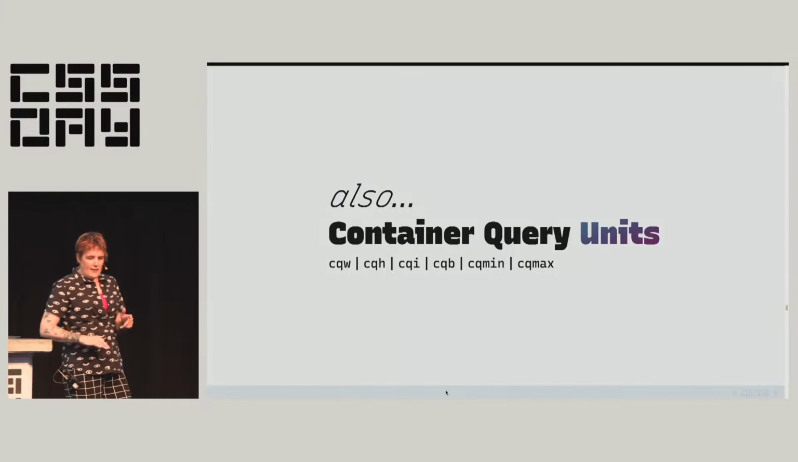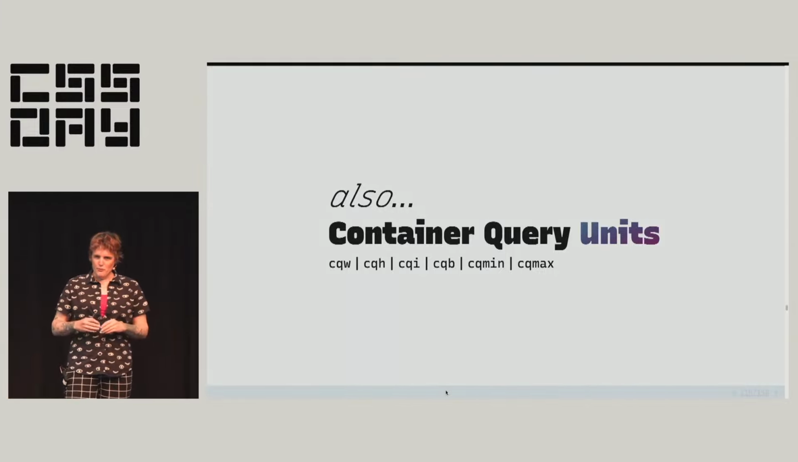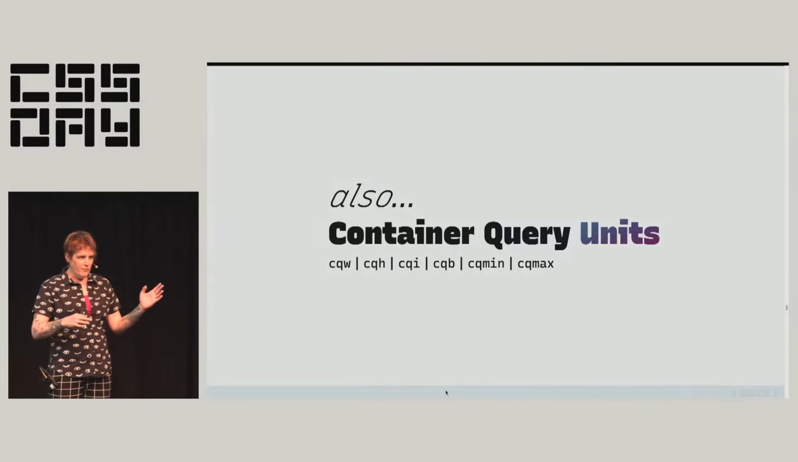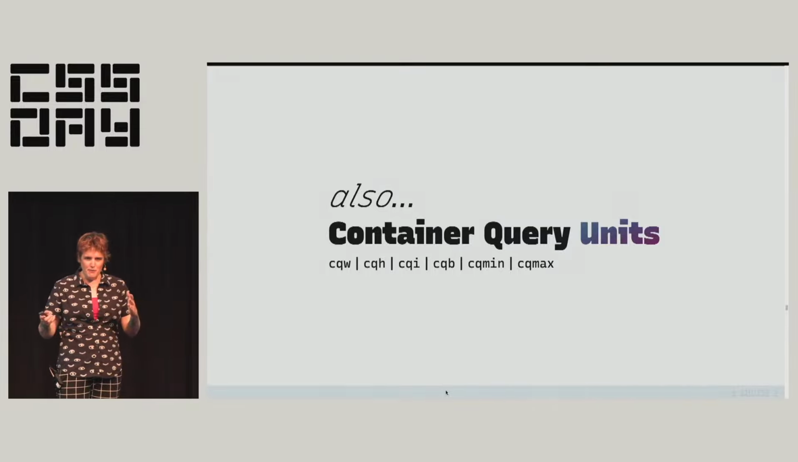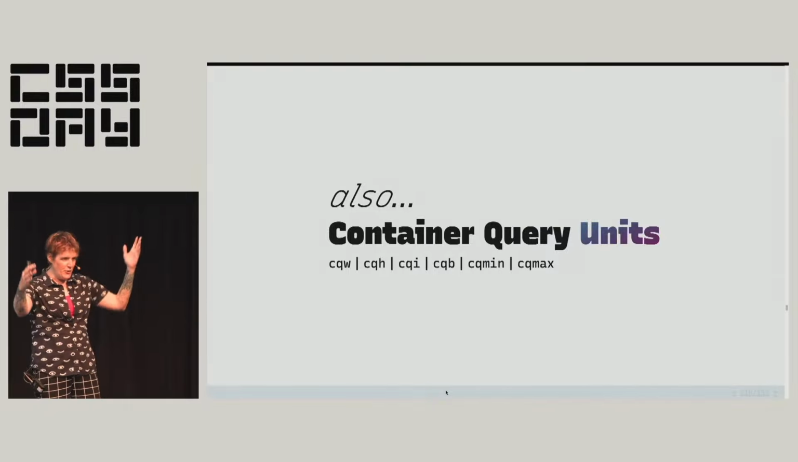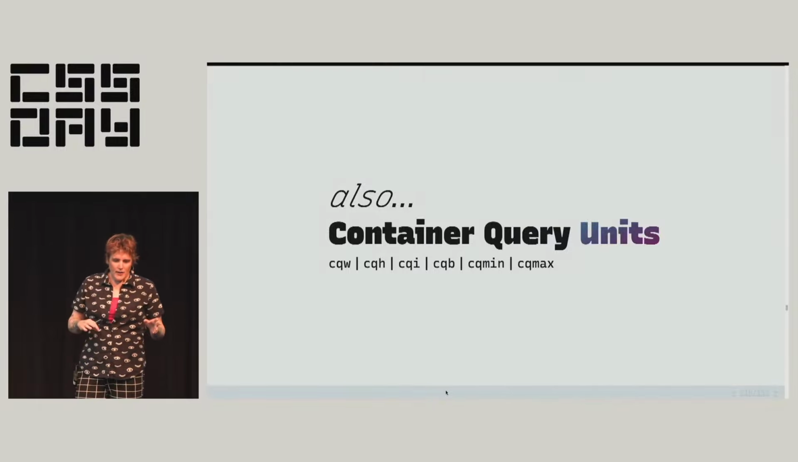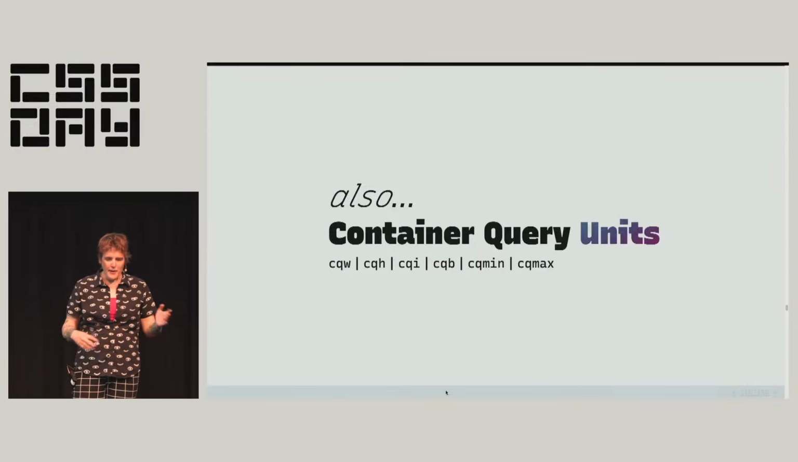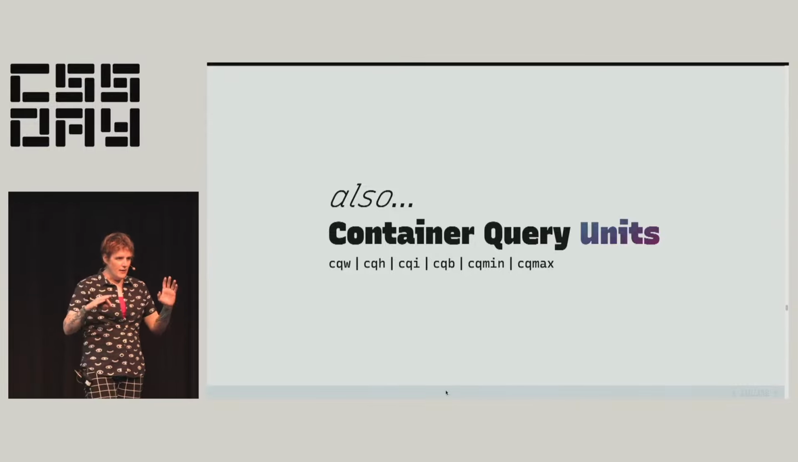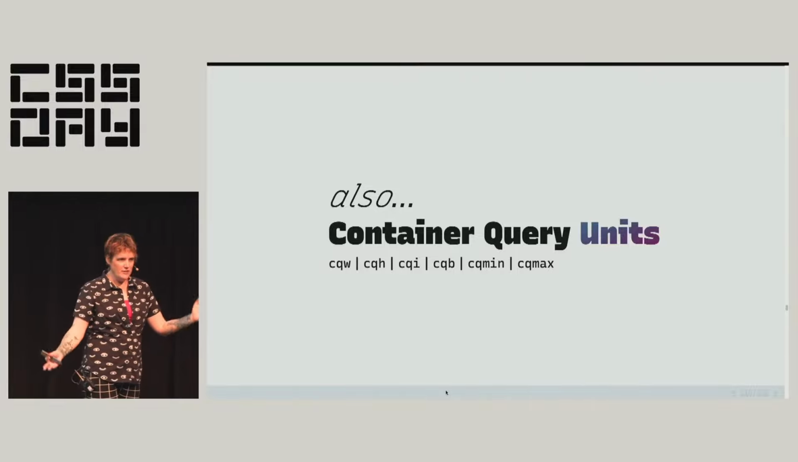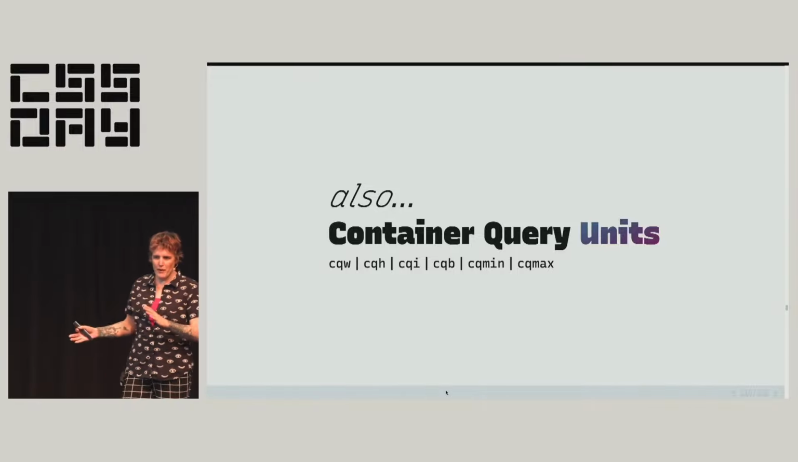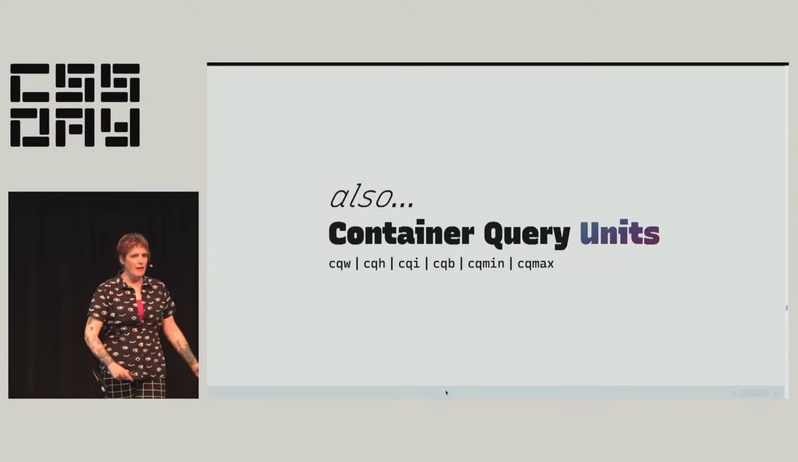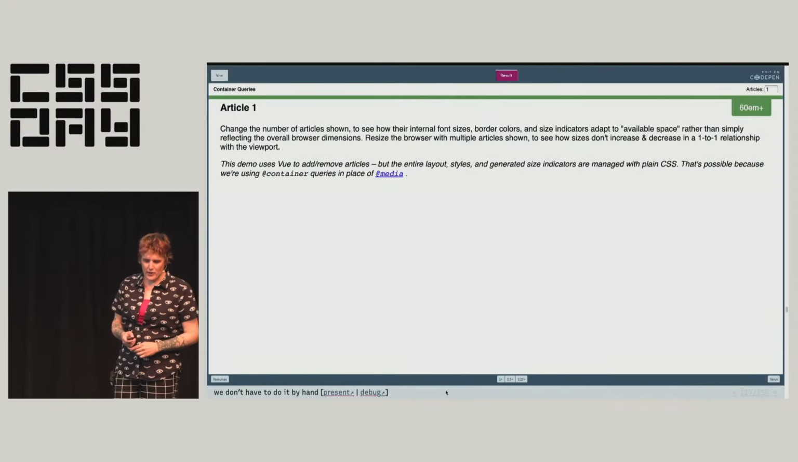We also get container query units. These are similar to viewport units. You know, you have vw, vmin, vmax, etc. We also get cqw, cqh, cqi, cqb, cqmin, cqmax. These are units to use in the same way as the viewport units, but they will measure a container if it's available instead of measuring the viewport.